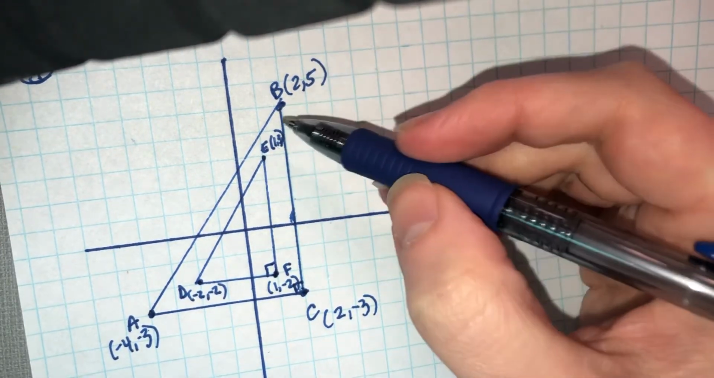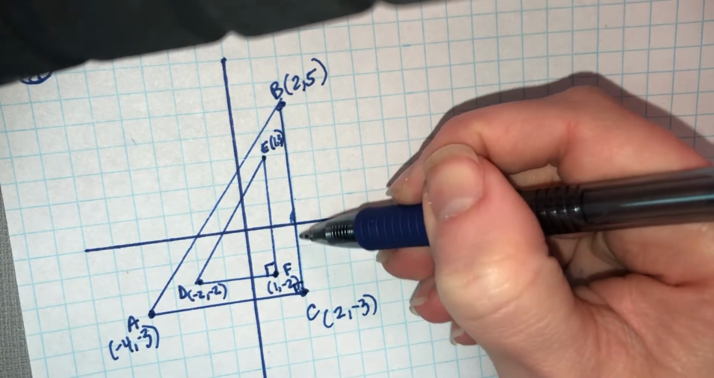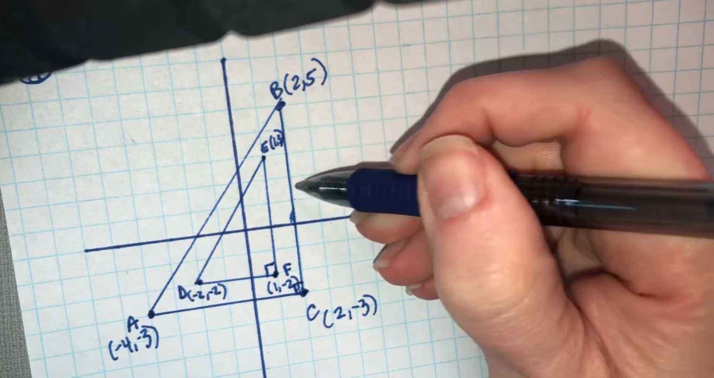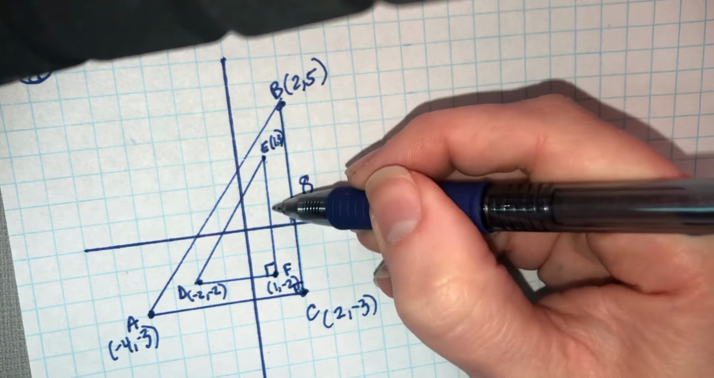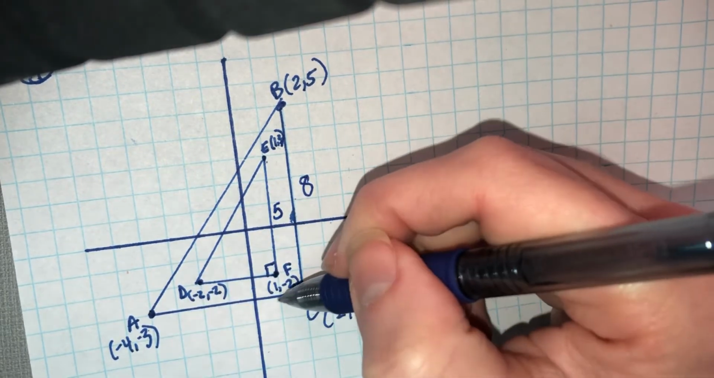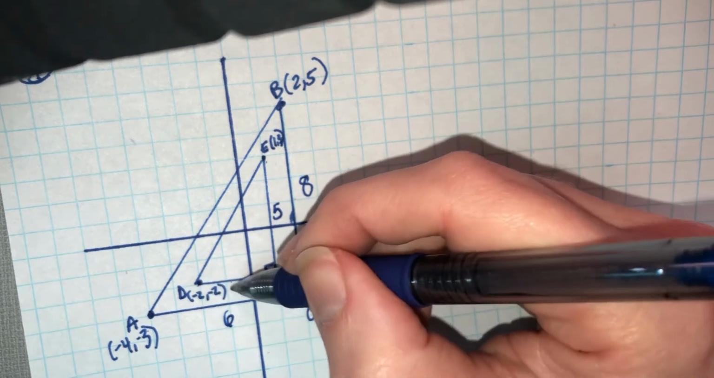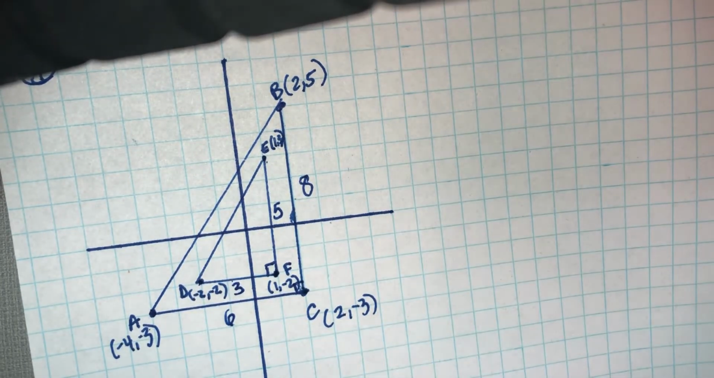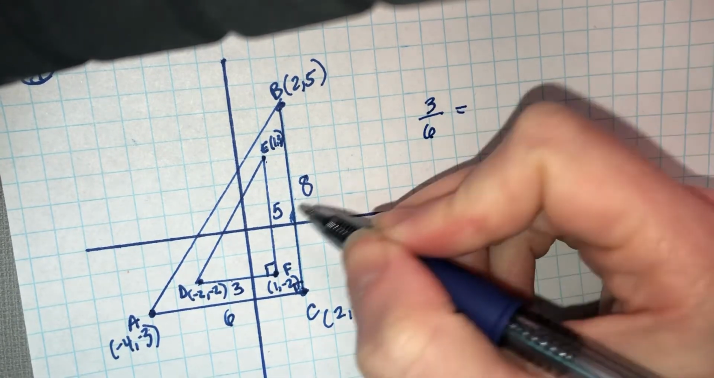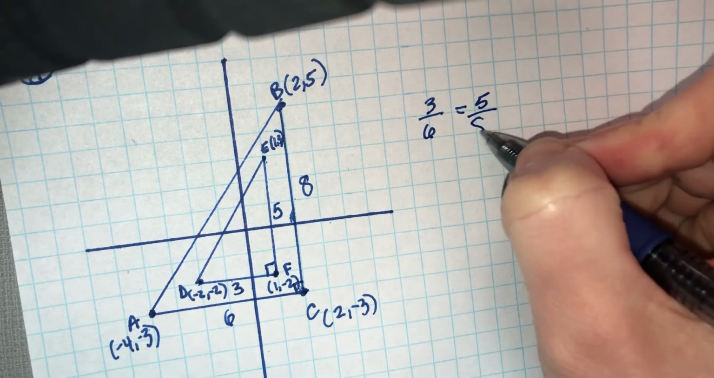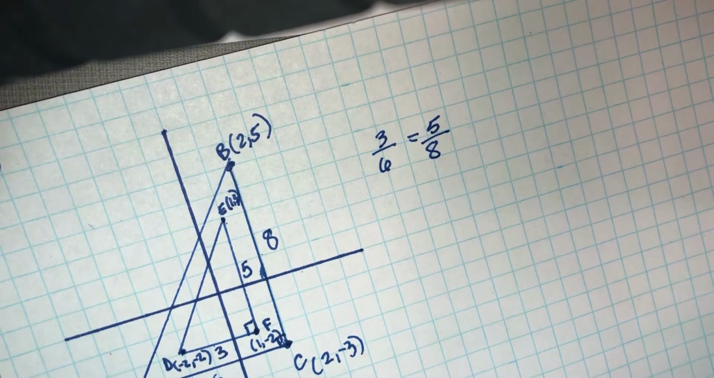We can look at the side lengths. The right side here, we counted out 1, 2, 3, 4, 5, 6, 7, 8. And this side is 1, 2, 3, 4, 5. The bottom side is 1, 2, 3, 4, 5, 6. And this one is 1, 2, 3. So if we set up a proportion, little over big, 3 over 6 equals little side 5, which goes with big side 8. And we check to see if those are equal fractions.